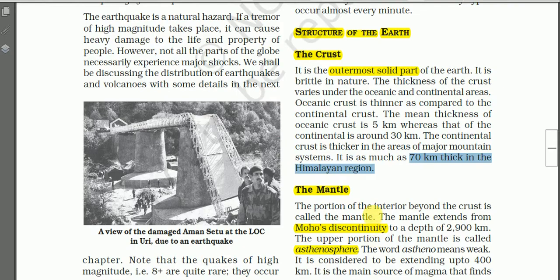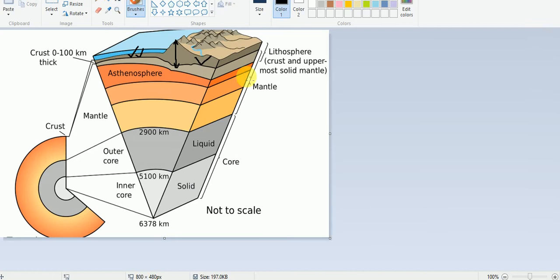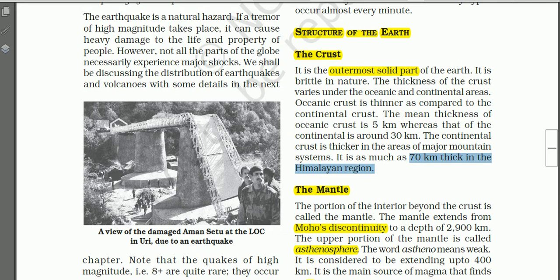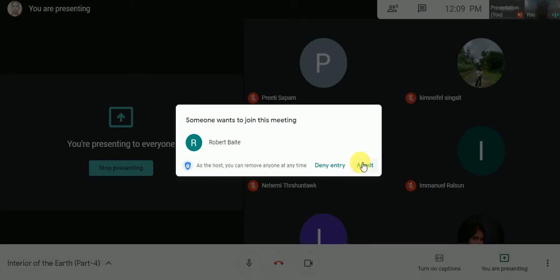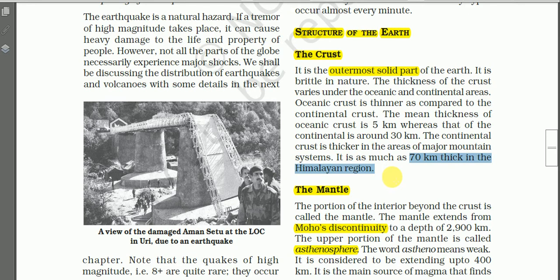And the average thickness in the continental area here is about 30 kilometers, as mentioned in your book. And if you are using an old edition textbook, then you will find the density of the materials also. Let me tell you the density of the crust. The mean density of the material in oceanic crust is 2.7 grams per cubic centimeter.